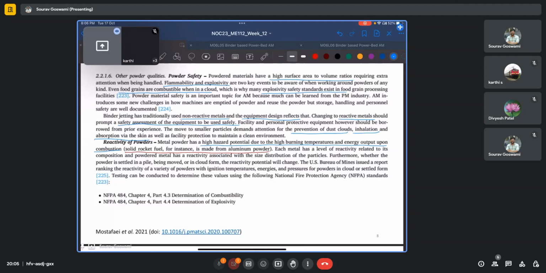Each metal has a level of reactivity related to its composition, and powder metal has reactivity associated with the size distribution as well, apart from the composition. And when the powder is settled into a pile, when we move it, or when it is in a cloud form, the reactivity potential will again change. Thus, there are certain testing and test standards which we can check for our safety. Some of them are listed here. One determines the combustibility, the other one determines the explosivity.